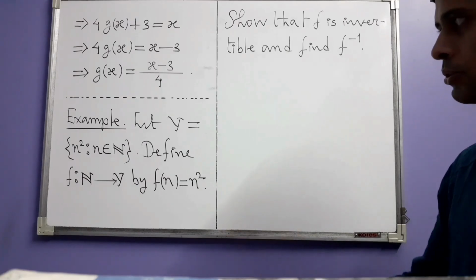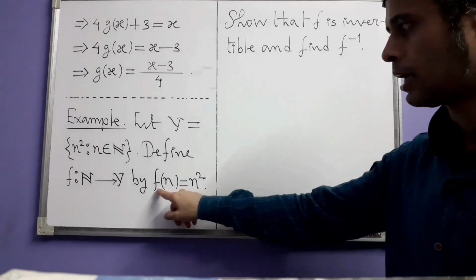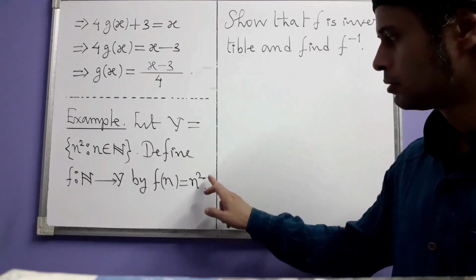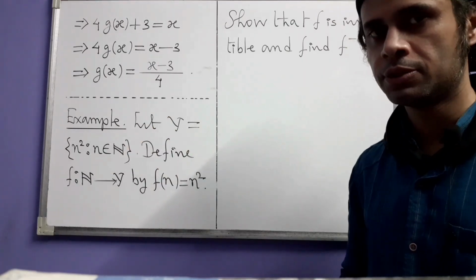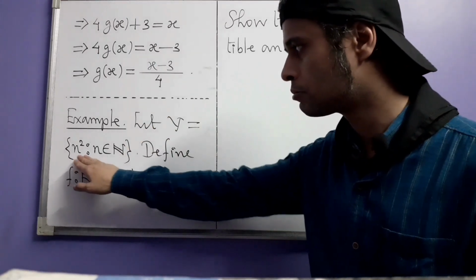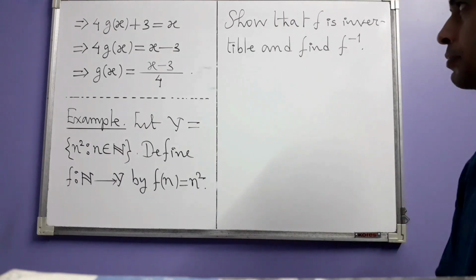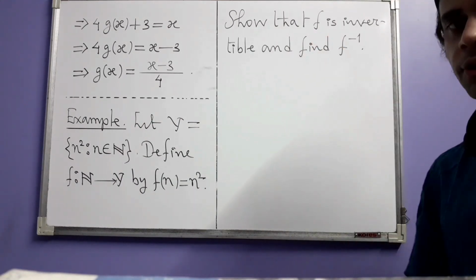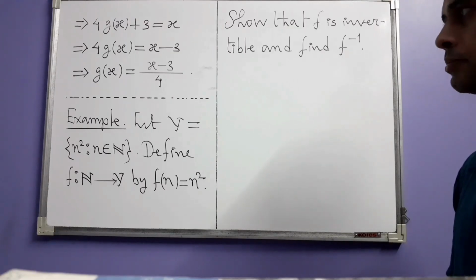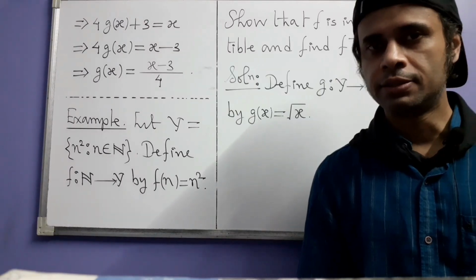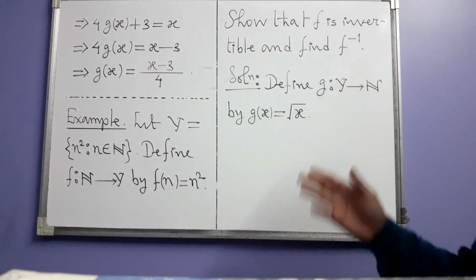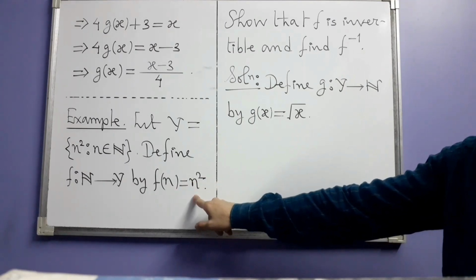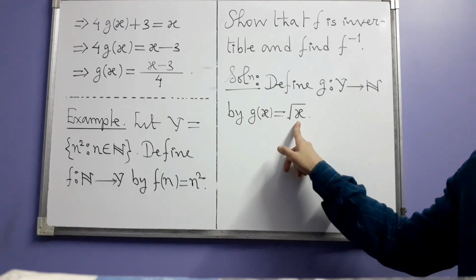So here of course it's very easy to see how f is a function from N into Y, because precisely these are the outputs and those outputs form the set Y, and then we have to show that this f is invertible and we have to find its inverse. Guessing the function g in this case is easier than in the previous example, because f is the square function, so we take g to be the square root.